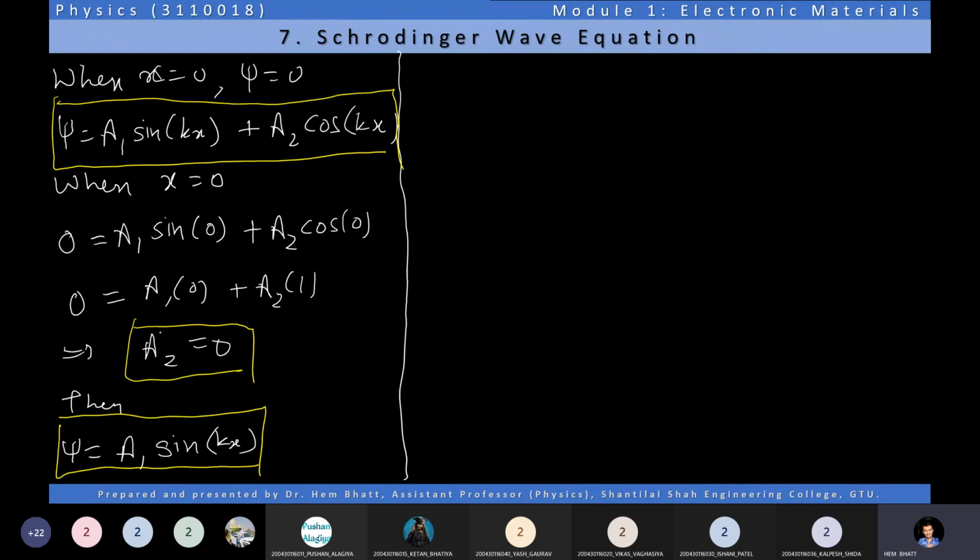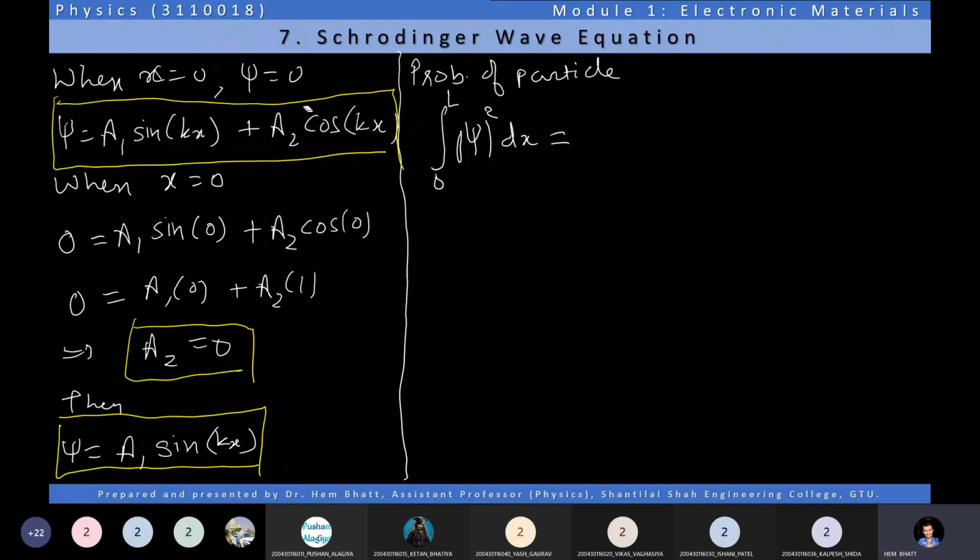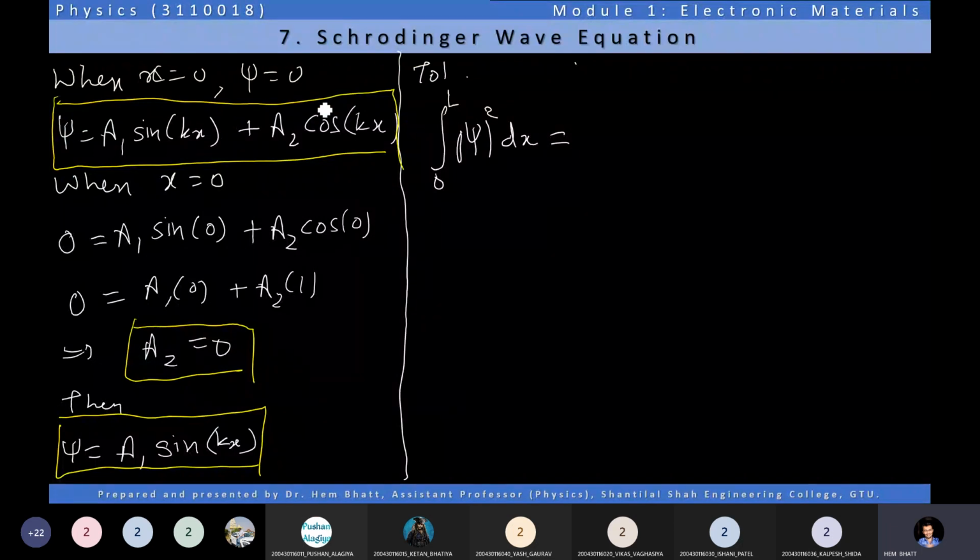So if I take integration 0 to L psi square dx, what should be the answer? Total probability of a particle has to be 1.